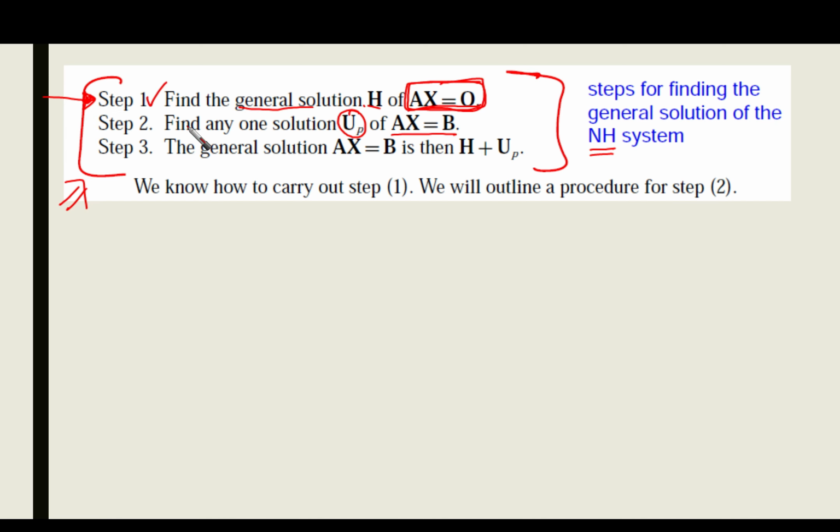Now we need to obtain the particular solution for the non-homogeneous system. This is what we are going to explain for today. And at the end, in step number 3, we will put the general solution, which is going to be H plus UP. Okay, so these are the 3 steps that you need to go through.